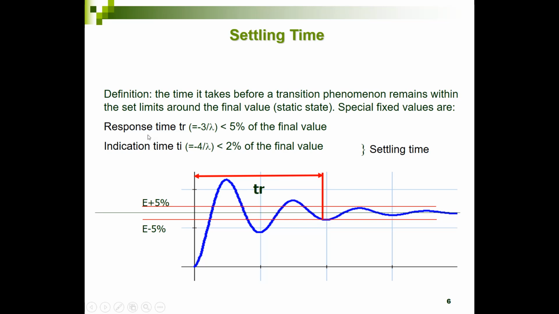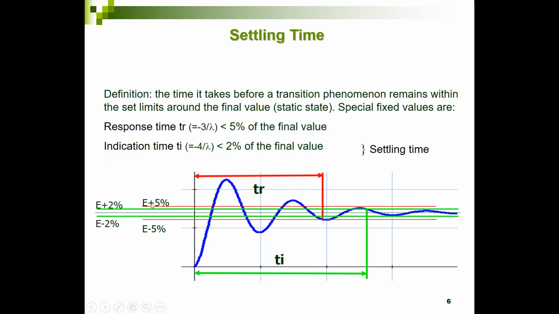And we often use two types of settling times. The first one is the response time, which is the 5% settling time, which is depicted over here. And we can also define a 2% settling time, which is depicted over here. And then the signal should be within the green boundaries. And of course, that time, which we also call the indication time, that 2% settling time, is always higher, of course, than the response time, the 5% settling time.